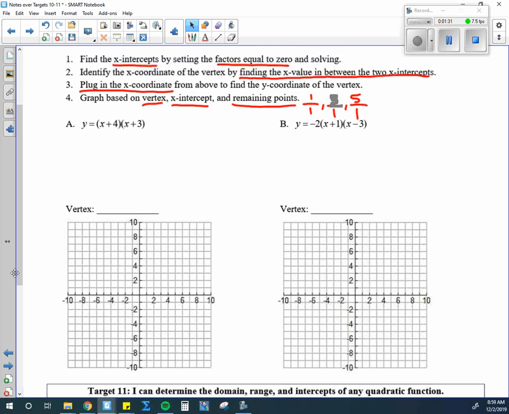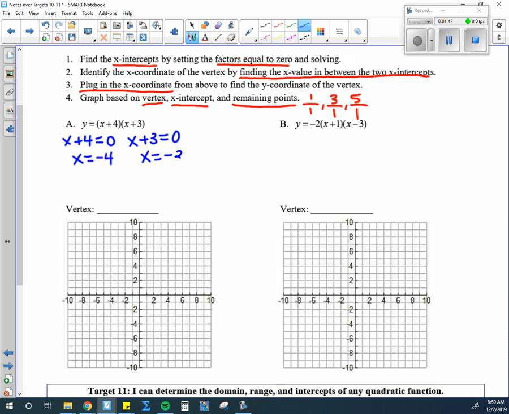So in our first problem here, we are going to start by taking both those factors and setting them equal to 0. So I will have x plus 4 equals 0 and x plus 3 equals 0. So one of my x-intercepts will be -4, one of my other x-intercepts is -3. So if I graph both of those on my graph down here, I'm going to go to my x-axis and put a point at -4 and one at -3. So halfway in between -4 and -3 is -3.5. That's the x coordinate of our vertex.